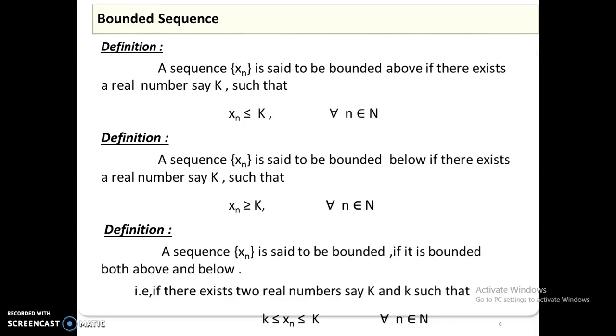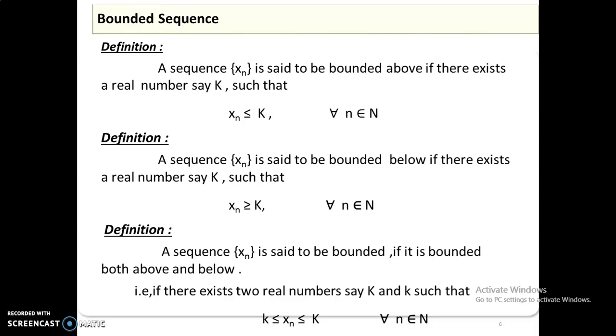Now let us see the definition of bounded. A sequence xn is said to be bounded if it is bounded both above as well as below, that means if there exist two real numbers, small k and capital K, such that small k is less than or equal to xn, which is less than or equal to capital K, where n is a member of the natural numbers N. That means if you take any natural number, the corresponding term always lies between the lower bound and the upper bound.